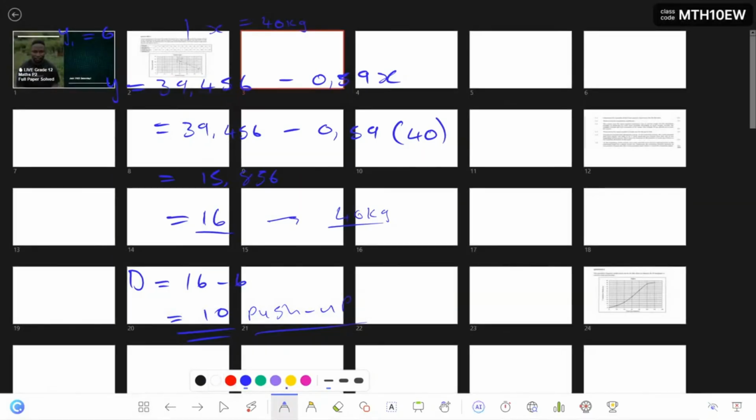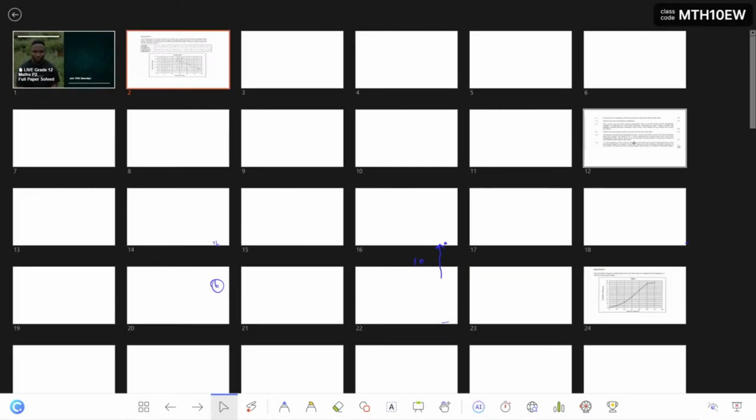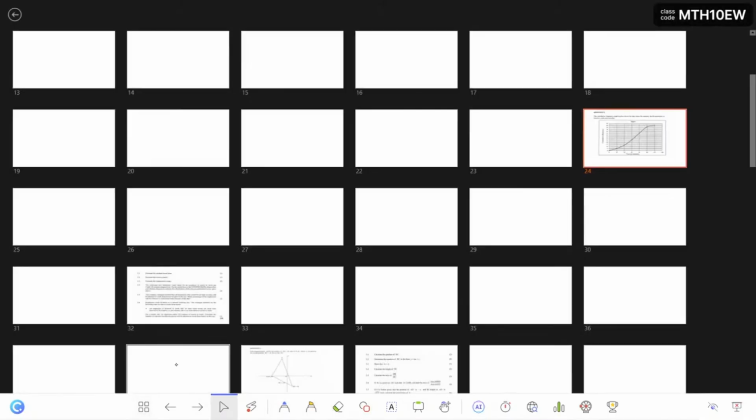So okay, I think we're done with this question, and let's go to question 2. In question 2, we're given a cumulative frequency graph, which is an ogive, showing the time taken in minutes for 60 employees to travel to work each morning. So okay, let's deal with the questions.